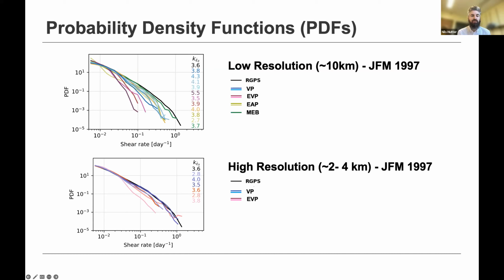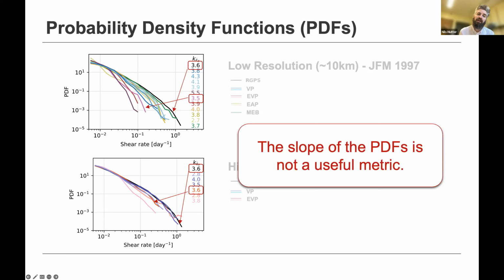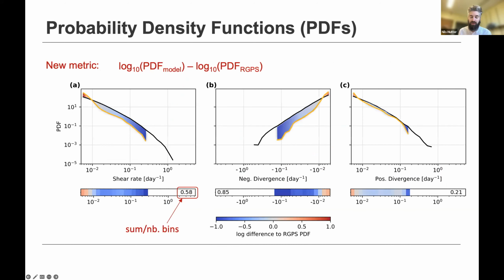Previously, what people mostly looked at was the slope of the tail of this PDF, assuming that it's a power law scaling, and then compared the numbers of the slope. However, if we take a closer look, we will find that there are PDFs that have the same slope but are quite distinct from each other and are not really a good representation. So one of the conclusions from Amelie was that the slope of the PDF alone is not really a useful metric.